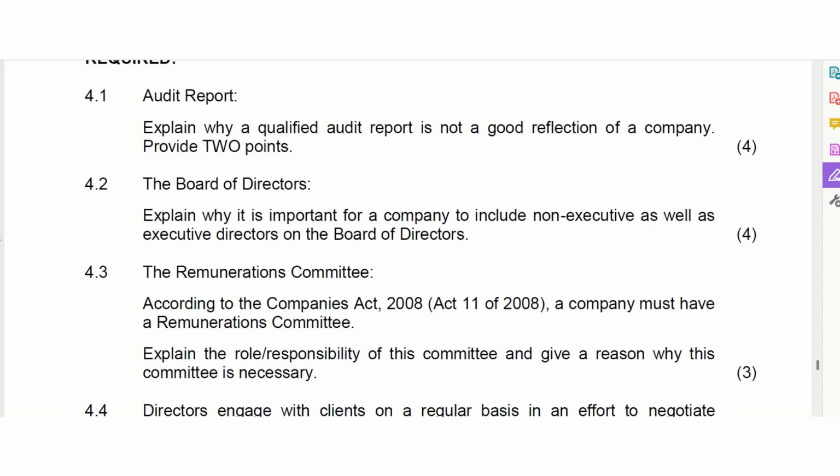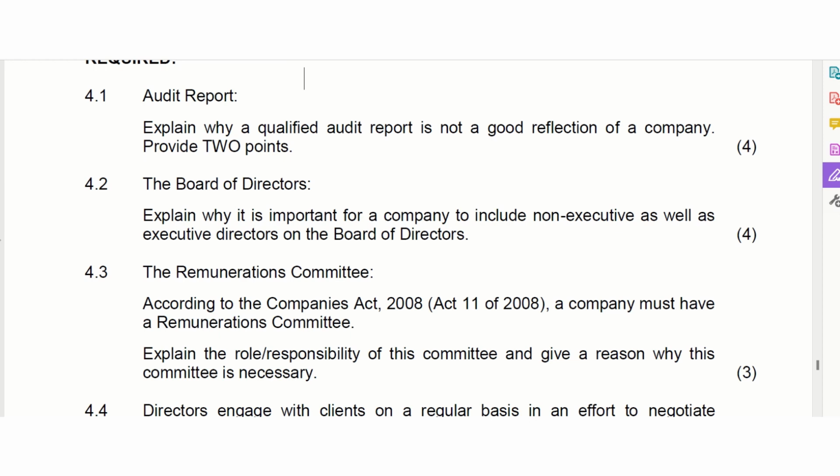4.2, the Board of Directors. Explain why it's important for a company to include non-executive as well as executive directors on the Board of Directors. So let's tackle executive directors. Now, executive directors, you'd usually find that being your CEO or your CFO. That would be sitting there as the executive directors on the Board of Directors. Now, why it's important to have them is because they have understanding of the day-to-day operations of the company and will provide you an in-depth insight into the operations of the company.